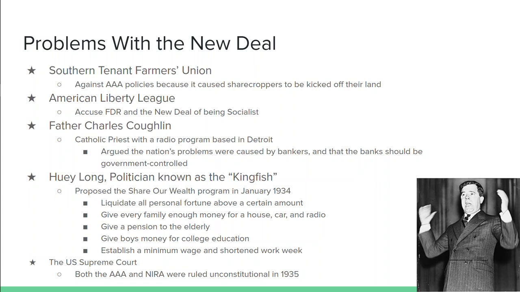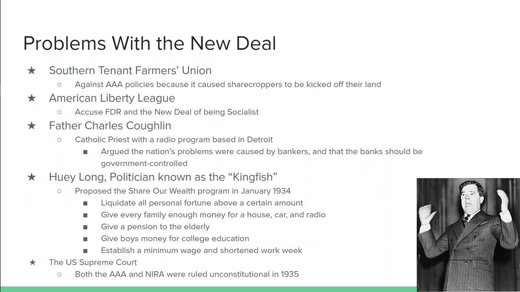And that money that was given away would be used to give every family enough money to buy a house, buy an automobile, buy a radio. Huey Long thought those were the necessities that every family needed. The elderly would be given a pension, meaning the elderly would get money recurring each month. Young men with good grades would be sent to college for free.